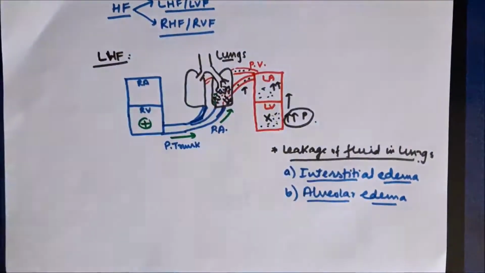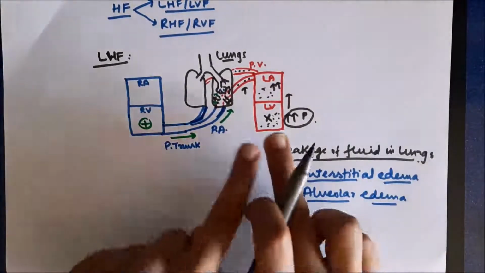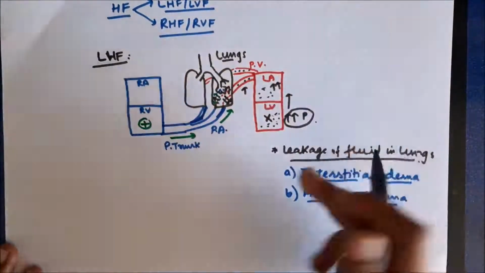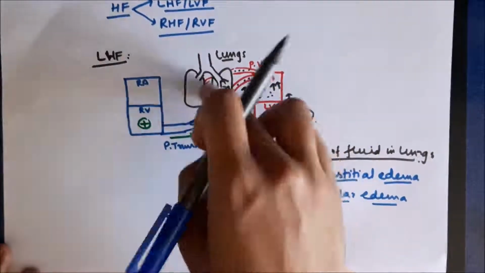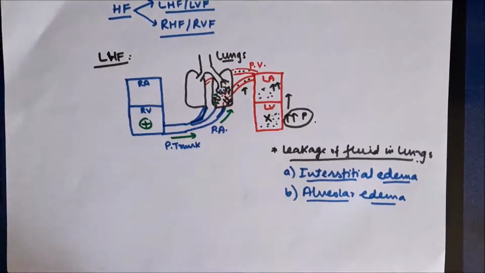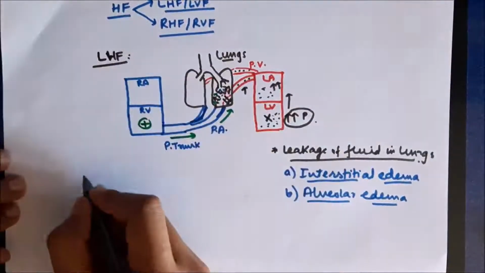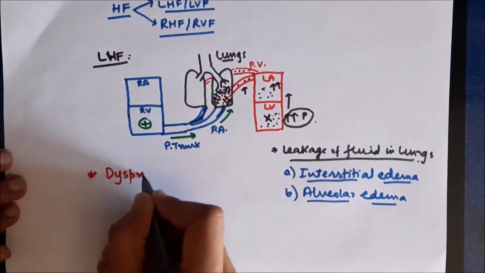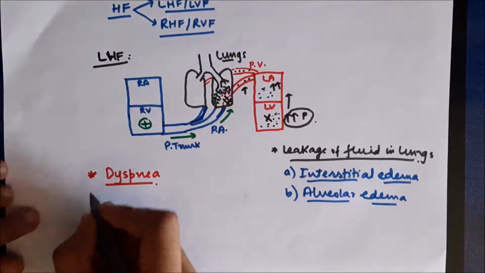So when alveolar edema occurs, that makes the lungs wet and boggy, they become heavy, and there is difficulty in expansion of the alveoli, so the compliance decreases, and as a result there is difficulty in breathing and labored breathing. So this difficulty in breathing results in a condition called dyspnea. So there is dyspnea, that is difficulty in breathing.